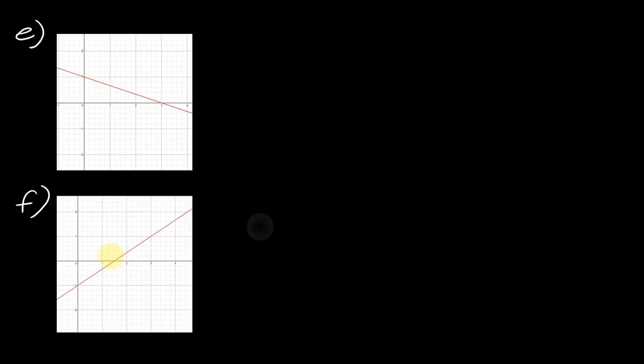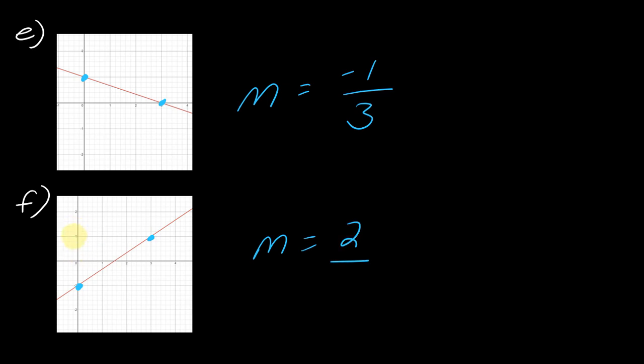Okay, so moving on to E. This point and this point, so these are the 2 points that we've got. Starting from the left, I'm going to go down 1. So this is going to be -1. And then I'm going to go over 1, 2, 3. And for our last one, the 2 points that I can most easily see are maybe this point and this point. So I'm going to go up 1, 2. And then I'm going to go over 1, 2, 3. So this will be 2 over 3.